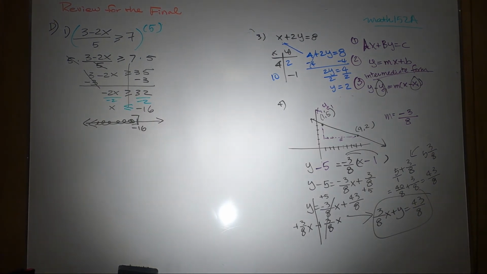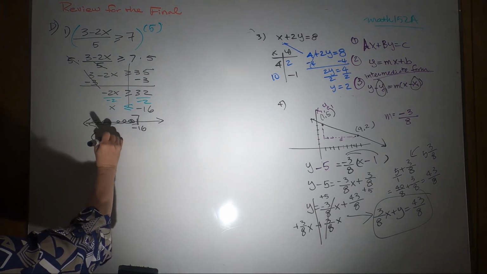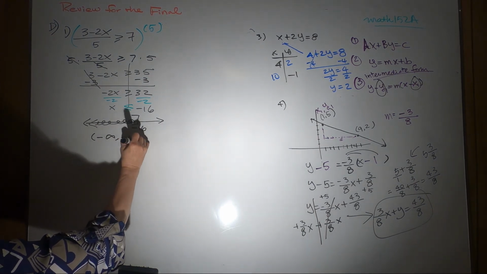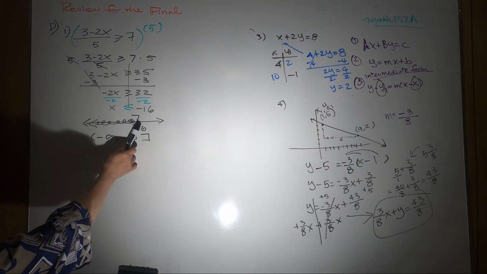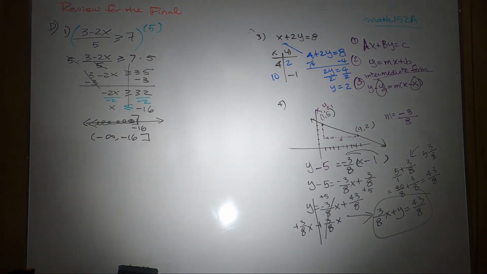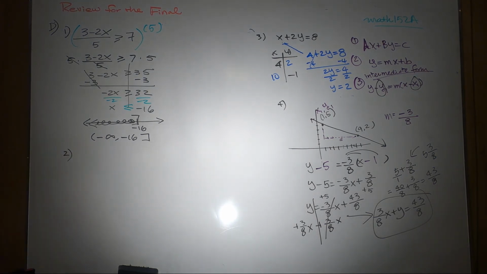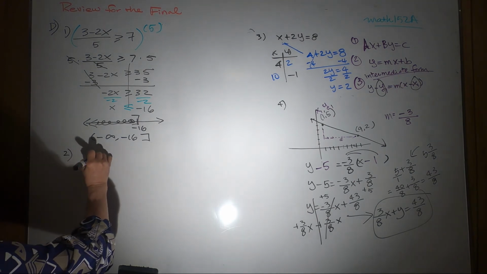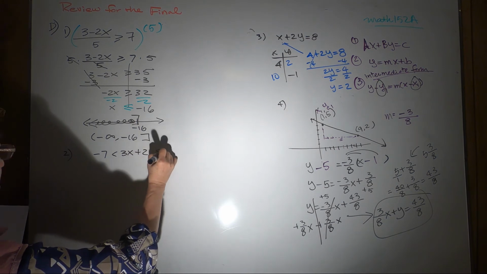With a bracket. If you're showing interval notation, that would be negative infinity to negative 16 included with a bracket. If it includes the endpoint, you use a bracket. Otherwise, you use parentheses, right? Then look at the next one. Negative 7 less than 3x plus 2.